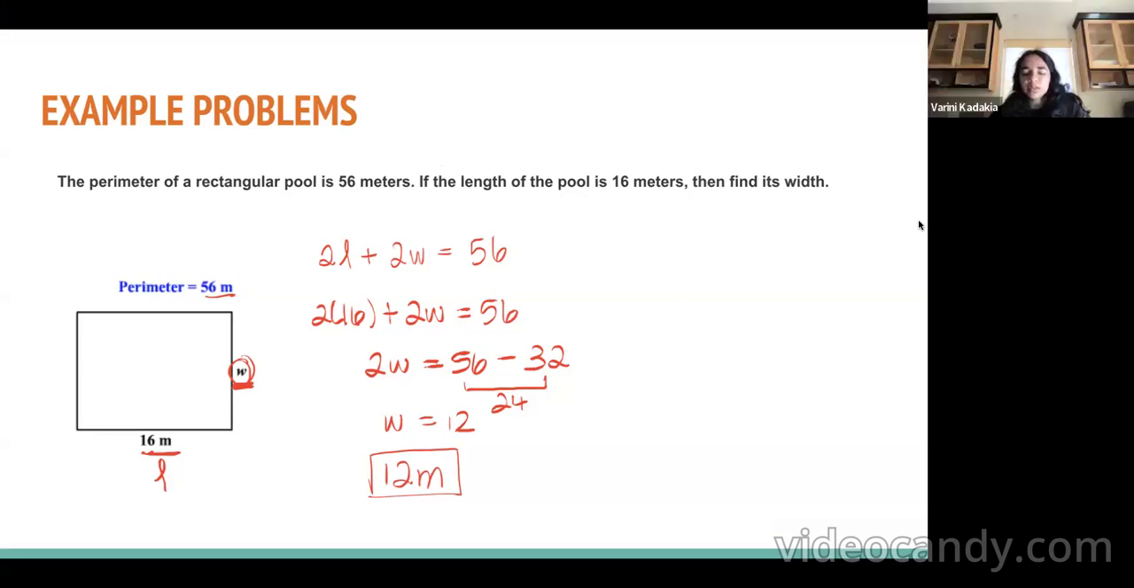I think we have 2 more practice problems after this. So we'll get more practice. And then I think it's also in your homework too.